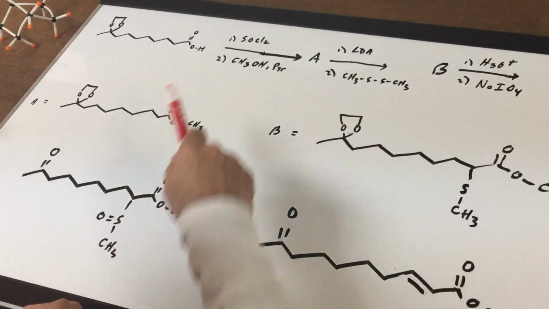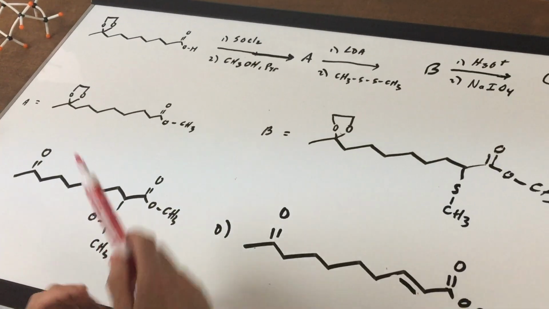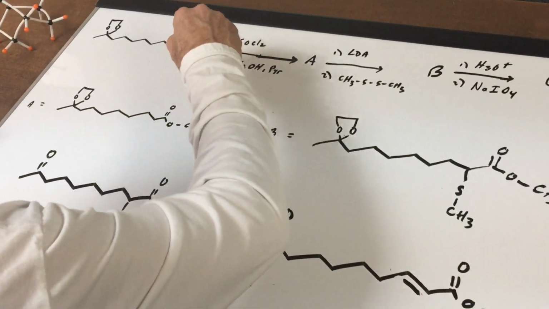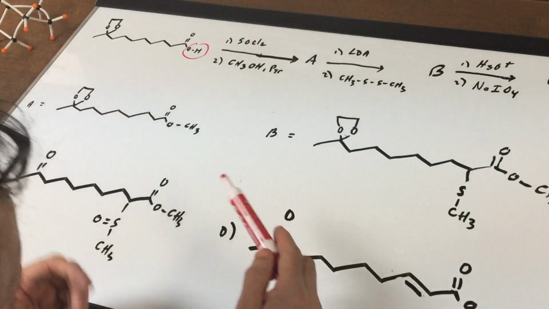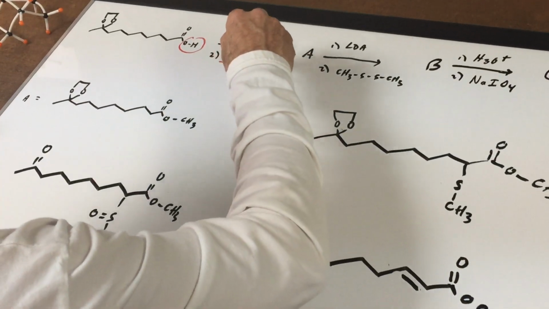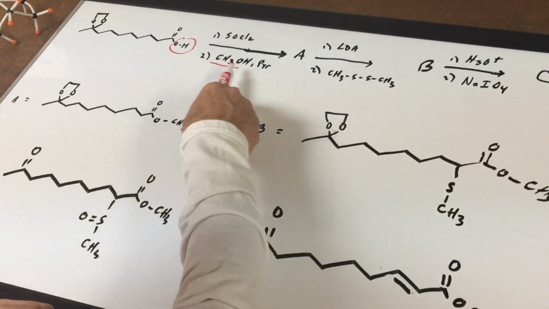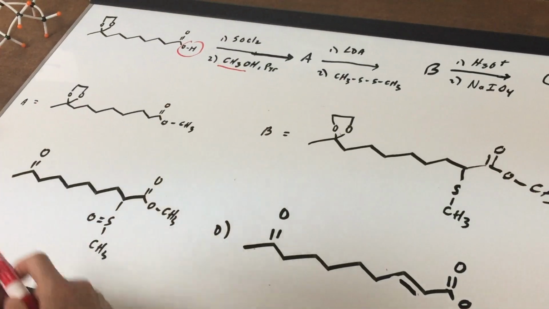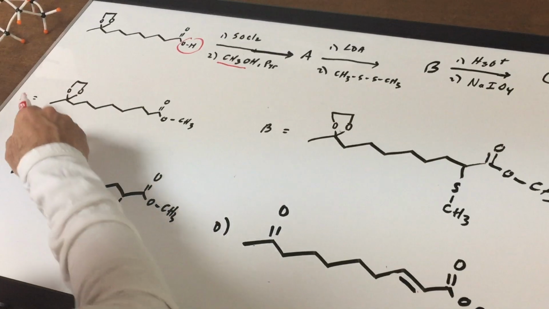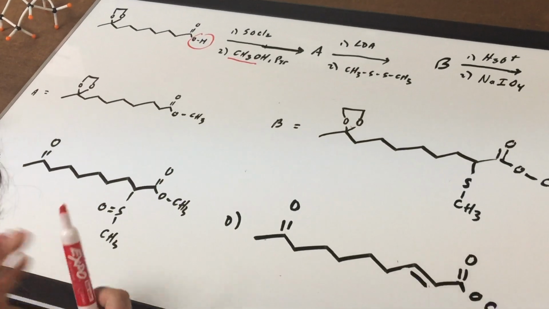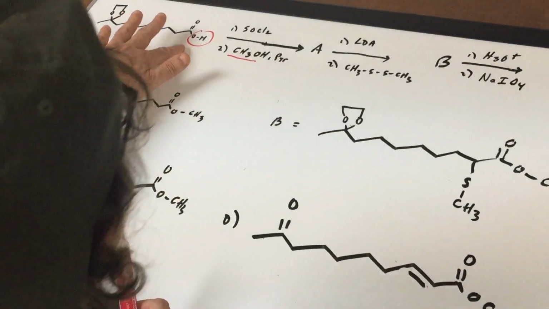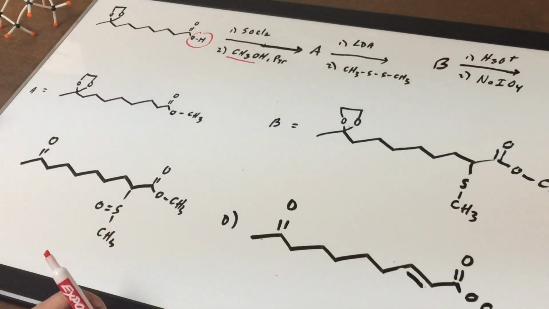In the first step, we're going to take SOCl2, and what that's going to do is replace the OH with a Cl. Then we're going to treat this with CH3OH. The Cl comes off, and the OCH3 comes on, and we install an ester. So letter A, we have a protected ester now created from a carboxylic acid that's been protected.